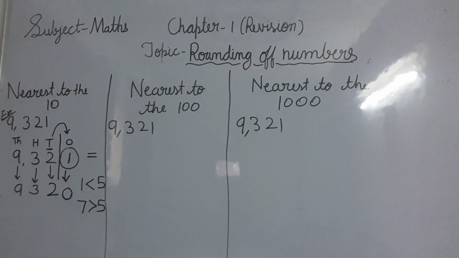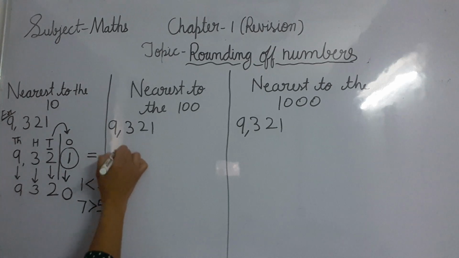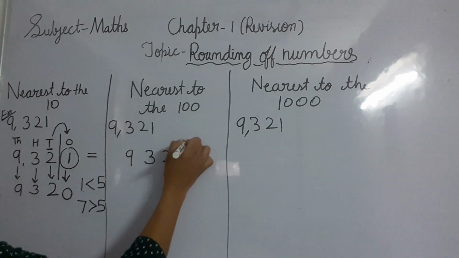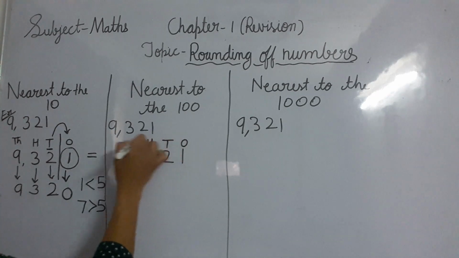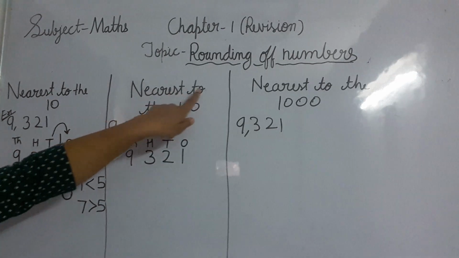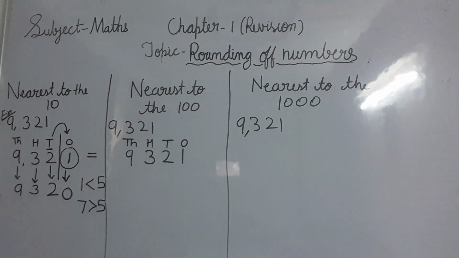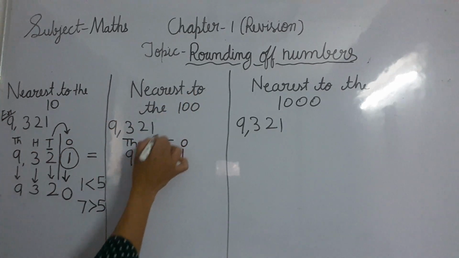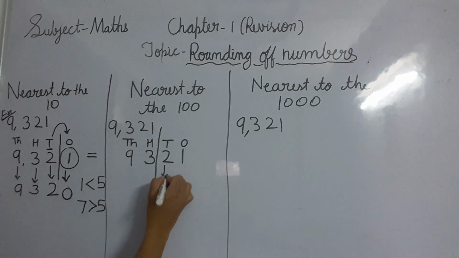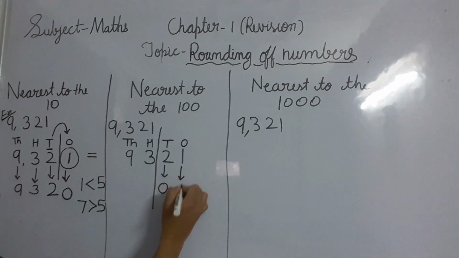Now do the same with the nearest to the 100. So how will we do nearest to the 100? I'm writing this number here. Ones, tens, 100, 1000. Yes. Now this time we have to do nearest to the 100, meaning before 100. This is our 100. So before 100 we have to convert all the numbers to 0.